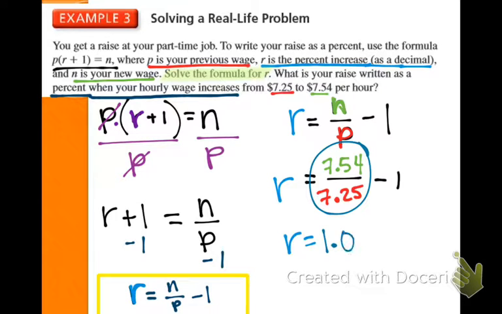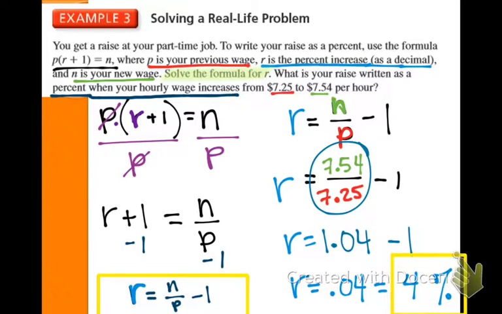Yep, 1.04. Subtract 1. So what is the rate of increase? 0.04. Did it ask for it as a decimal? Did it? What is your raise? It says right here. What is your raise written as a percent? So we need a percent. We're going to move the decimal over. Good. So move the decimal over, and what percent is 0.04? 4%. Good.